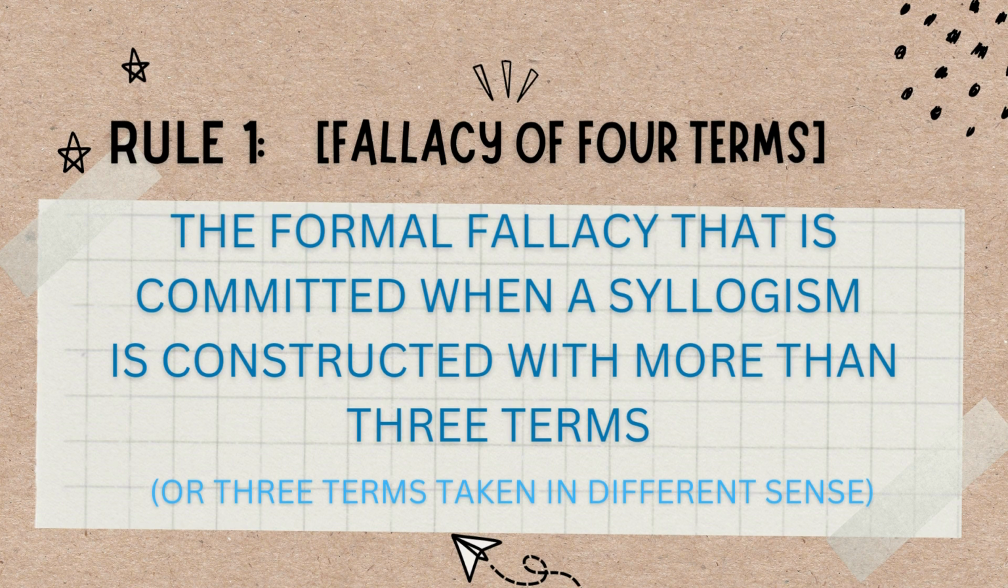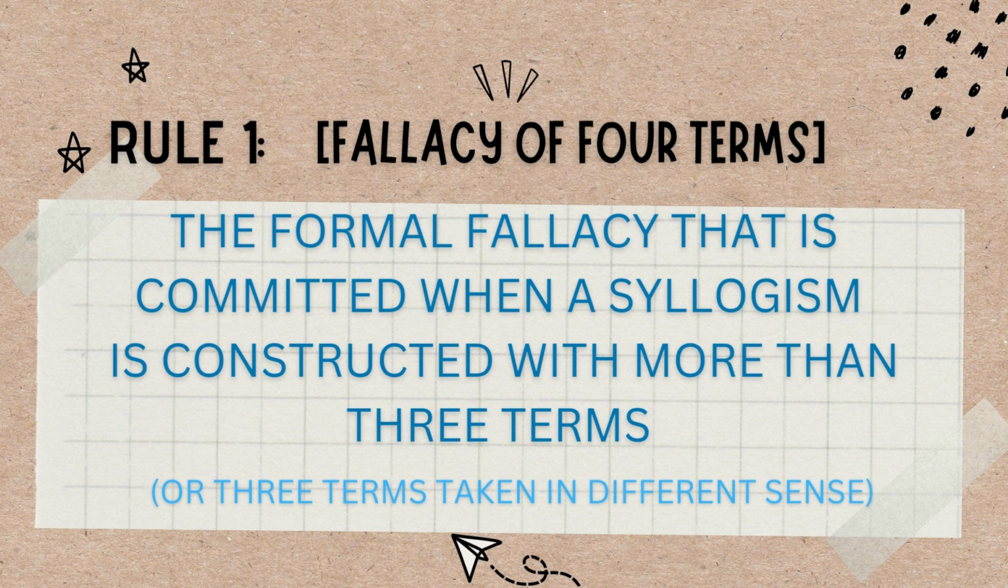We have four rules, right? Rule number one is that it must contain three terms, each repeated twice. The second is that it must be in standard form. The third is that all the premises must follow the categorical proposition form. And the fourth is that it must contain two premises and one conclusion, and the conclusion is derived from the first two premises. These all conclude that it is a syllogism.